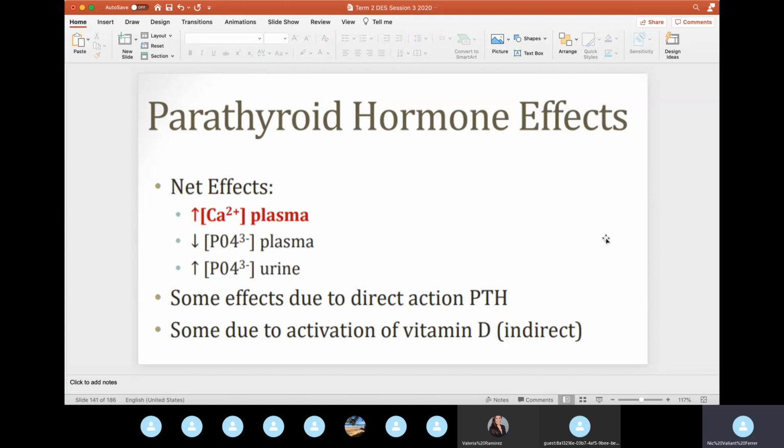Parathyroid hormone. What are the effects of PTH? Increase calcium. When I say parathyroid hormone, you say increase plasma calcium. How does it do that? Let's go back to step 1. Where in the nephron does it act on?